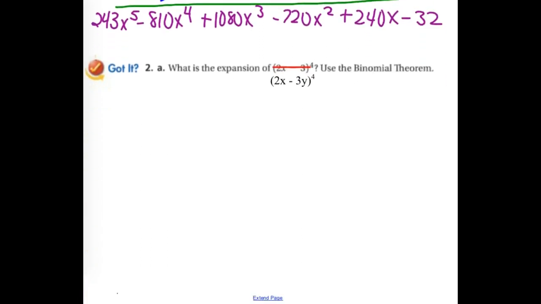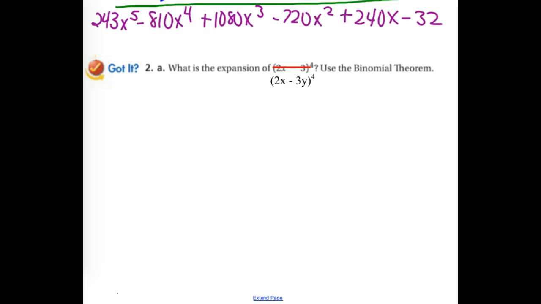All right, for our last question, I'm going to change your question just slightly. I want you to add an extra little y after the 3 on your notes packet. Okay, so it's 2x minus 3y to the 4th power. All right, so take a minute. Find your Pascal's triangle row that you need. And you might start memorizing those first few rows after a little while because we use them a lot.